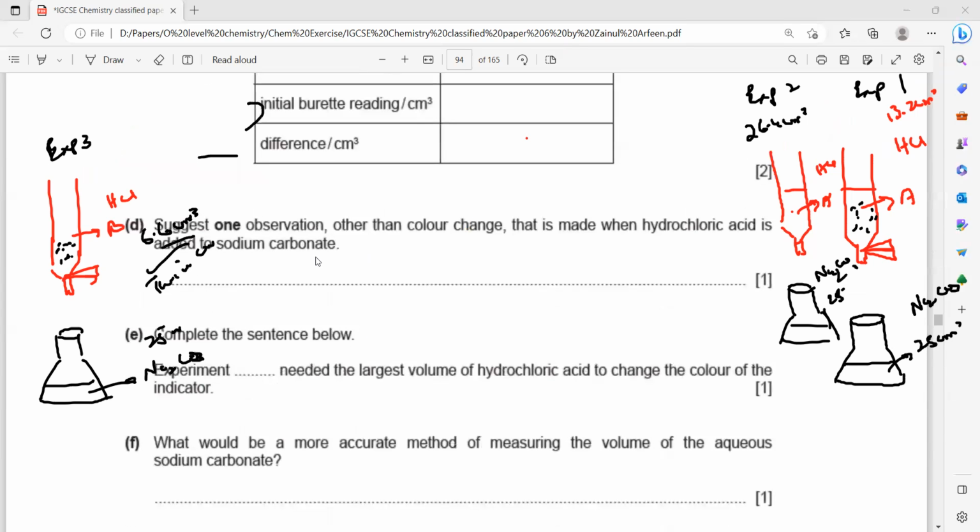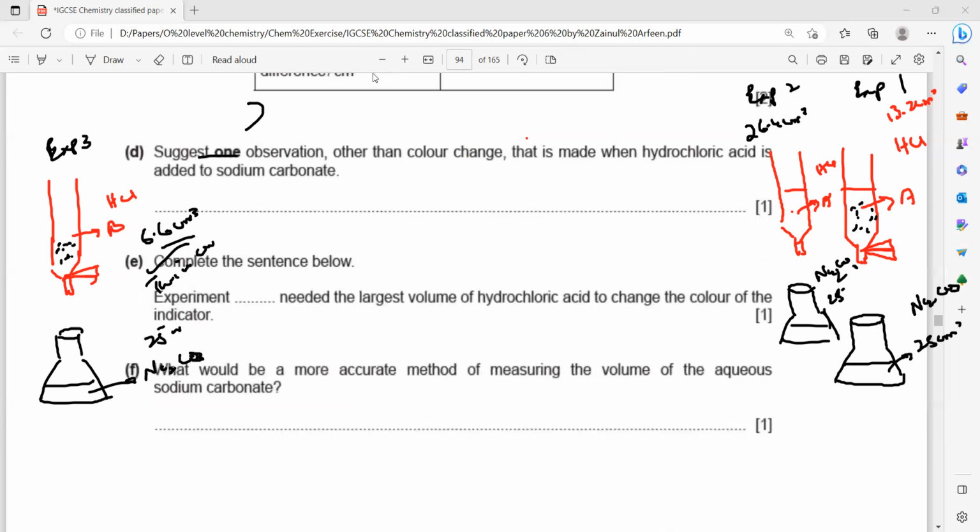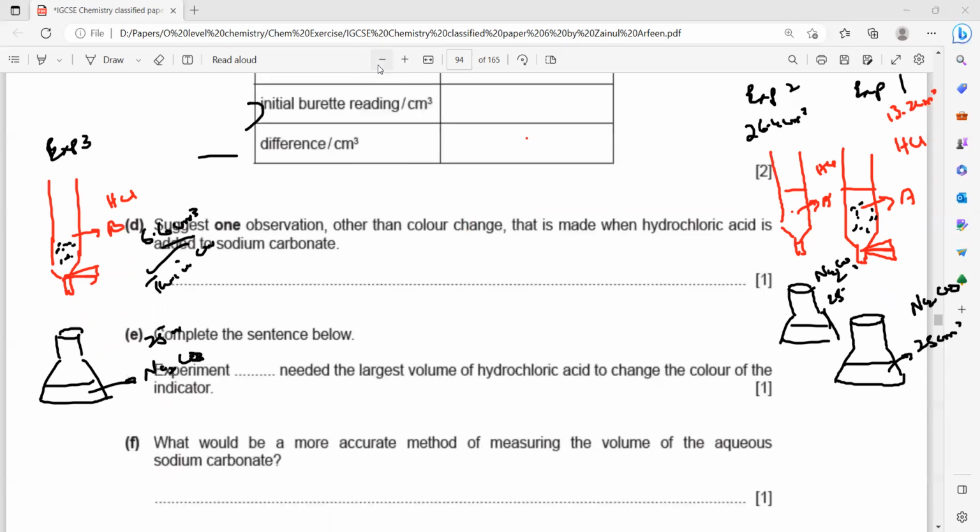What would be the more accurate method of measuring the volume of sodium carbonate? Because it was 25 cm cubed, so the pipette. You can mention pipette here. Yeah, continue. So a pipette will be more accurate to measure the volume. That's right.